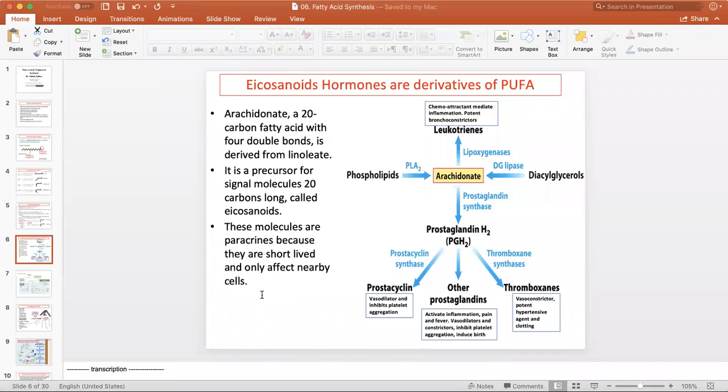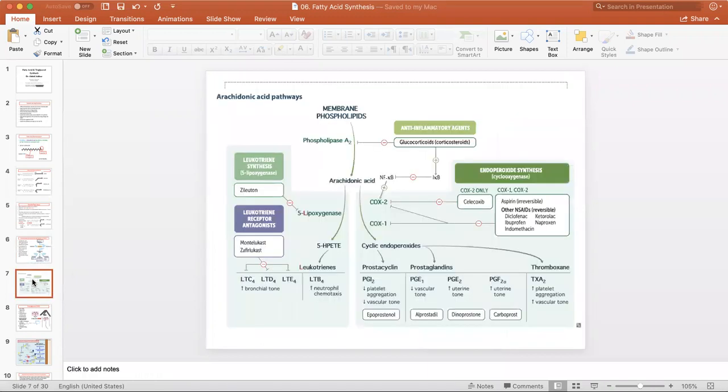So paracrines means they only affect the nearby structures and they are short-lived, so they have a short half-life. I hope this part is clear. Moving on, this we discussed.